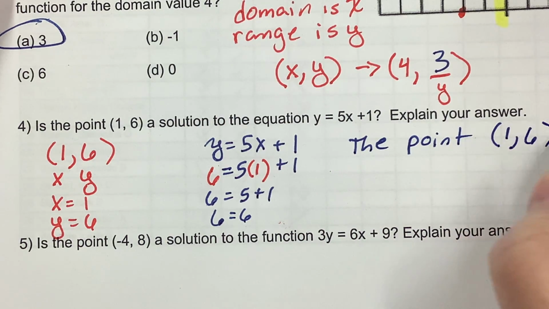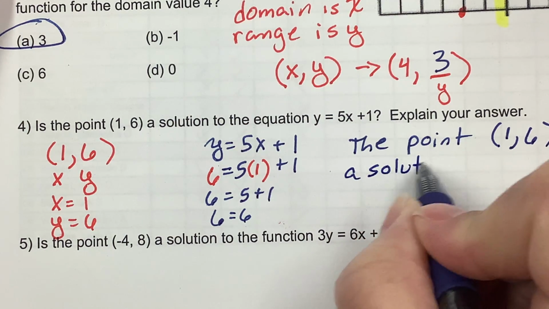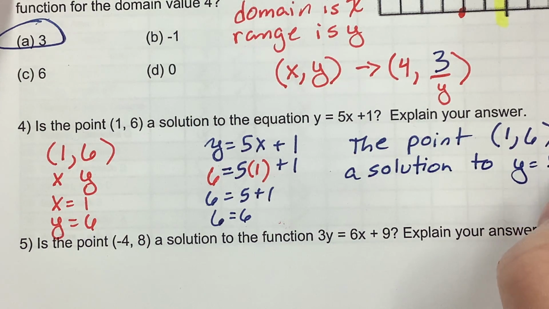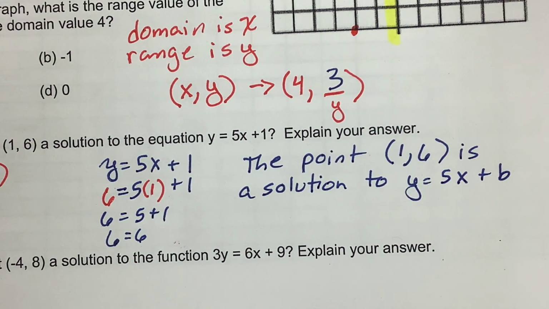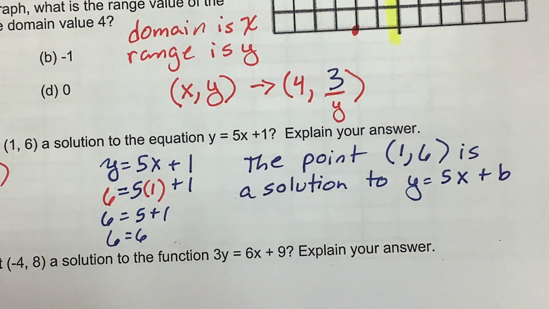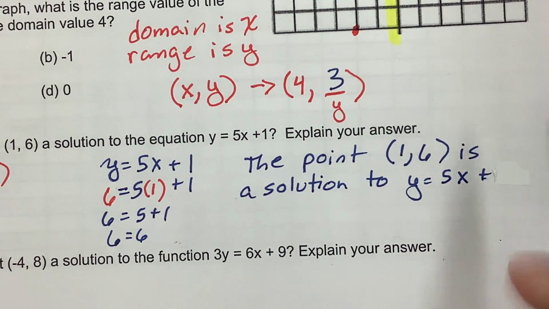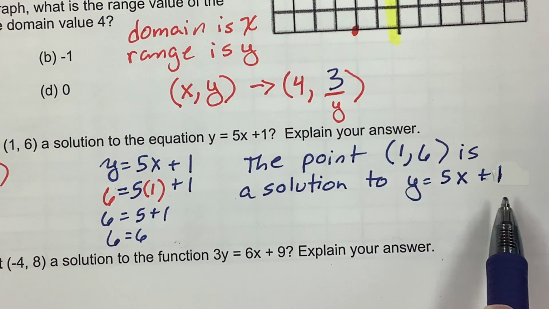The point (1, 6) is a solution to y equals 5x plus 1. And look at this, I wrote 5x plus b. Who's that helping, Bono? That's not helping anyone. Just because you like that letter B for Bono, that is not helping people. It's supposed to be plus 1. The point 1, 6 is a solution to y equals 5x plus 1.